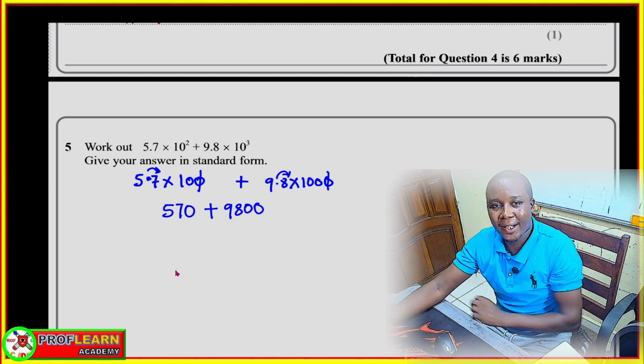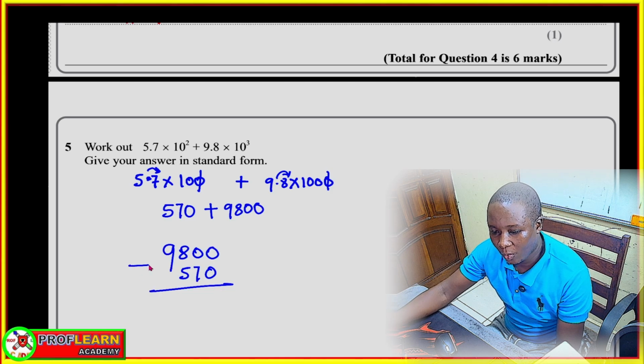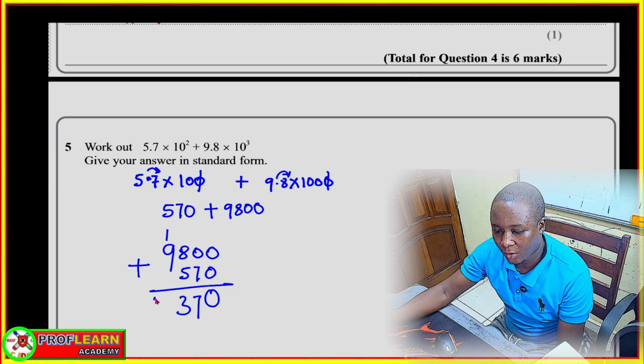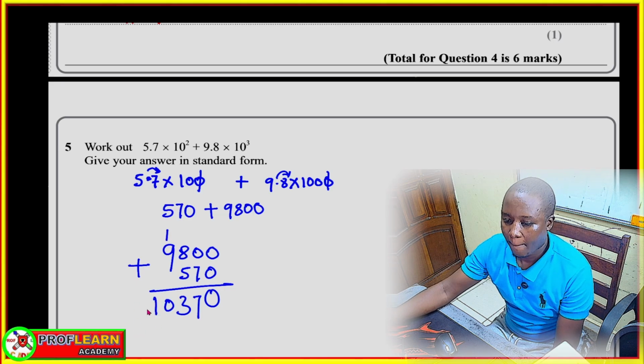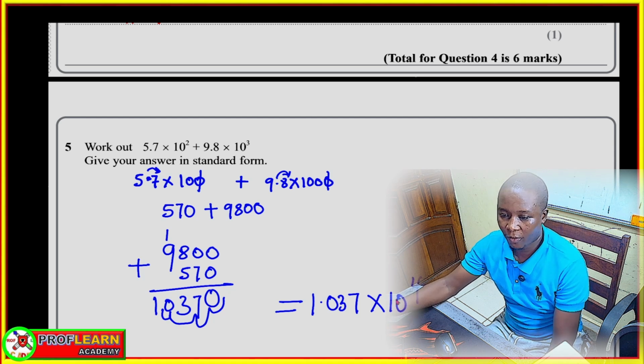Now for us to add this, you have to ensure that you are arranging this properly. We add 570, then we add corresponding ones, tens, hundreds, so this is going to be 0 plus 0 is 0, 7 plus 0 is 7, 8 plus 5 is 3, carry 1. Then for us to write this in standard form, we have to move the decimal point. The decimal point is here, move it 1 2 3 4, so we shall have 1.037 times 10 raised to power 4 in that case.